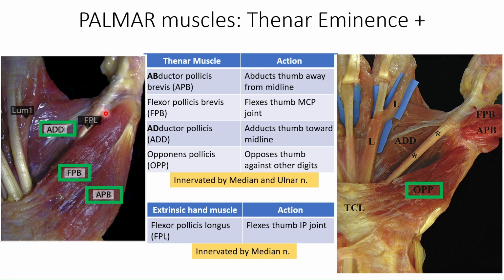The majority of the thenar muscles are innervated by the median nerve. The exceptions are the deep head of the flexor pollicis brevis and adductor pollicis muscles, which receive their innervation via ulnar nerves. The flexor pollicis longus is also innervated by the median nerve.